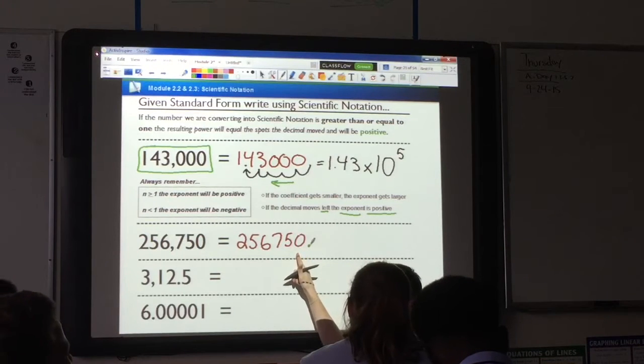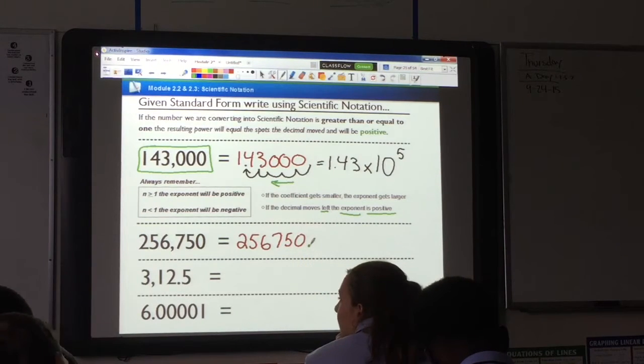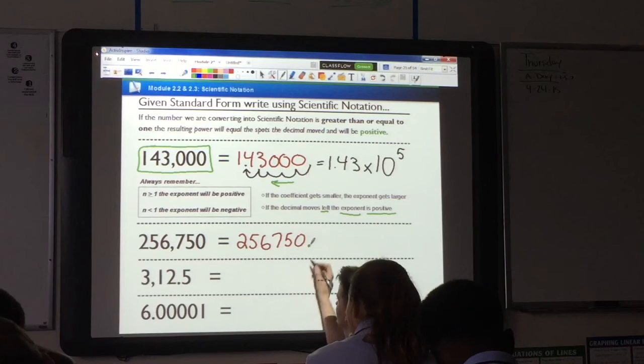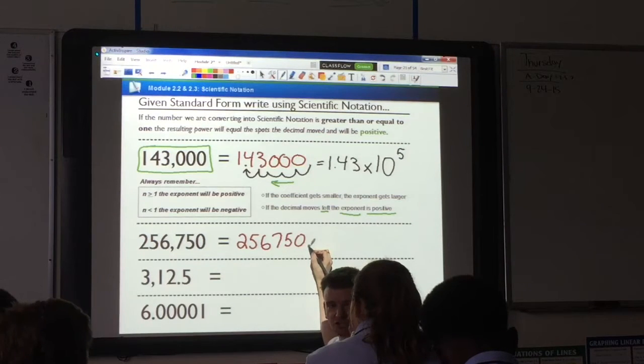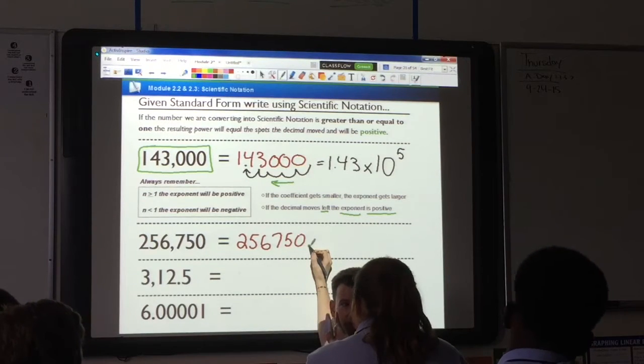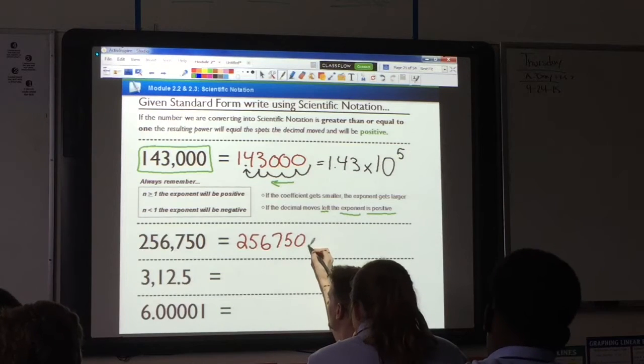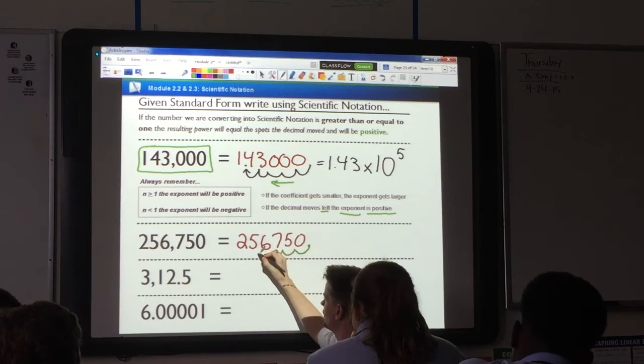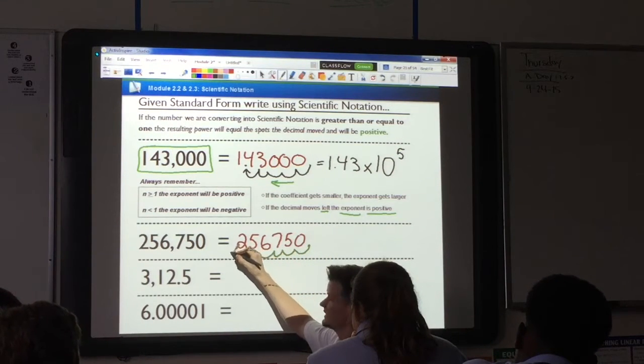So which way are you going to move your decimal? To the left. How many times? Well, let's see. Don't write this yet. Let's just check it. Just pay attention. Everyone, eyes up here. Don't write anything. She's telling me I gotta move it 1, 2, 3, 4, 5. Don't write this. 6 times.